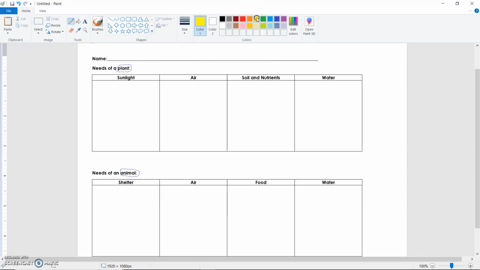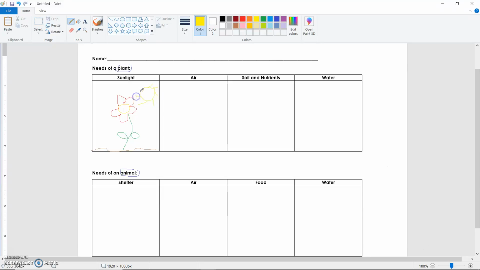For example, if my plant is a flower, I'm going to draw a flower here because that's what I want to show. My flower is very nice and healthy. But what am I missing here? How is this flower going to get sunlight? Well, it needs to be planted outside and it needs to have the sun.